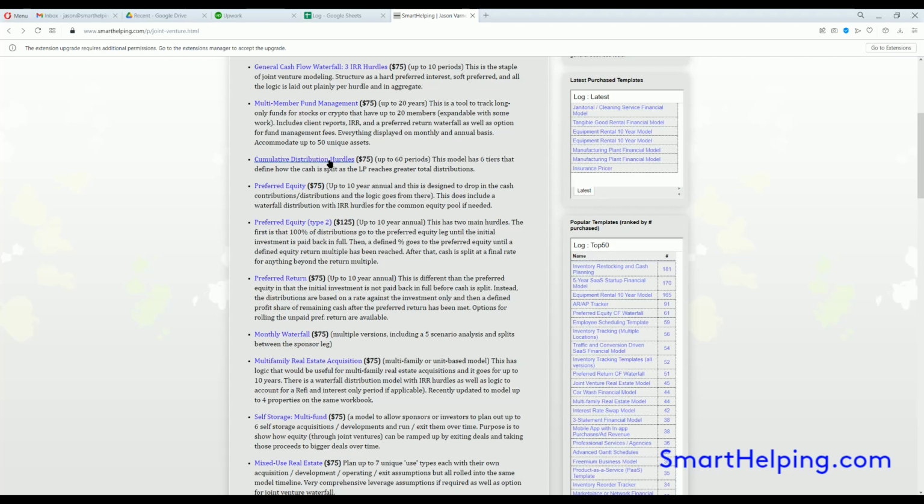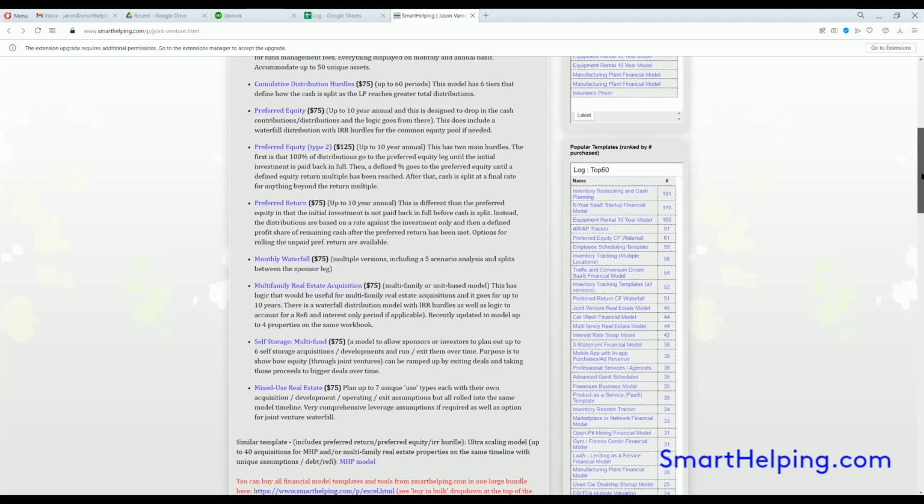Next up, cumulative distribution hurdles. So this was an interesting one. This is based on total cash flow returned. So you can put in hurdle rates. In this case, the LP or the investor can say, okay, between 0 and $1 million returned, cash is split, 100% to the LP or 80-20 to the LP or whatever. Then from a million to 2 million, it's split another way, and so on and so on. I think I did 6 tiers in here and up to 60 periods.